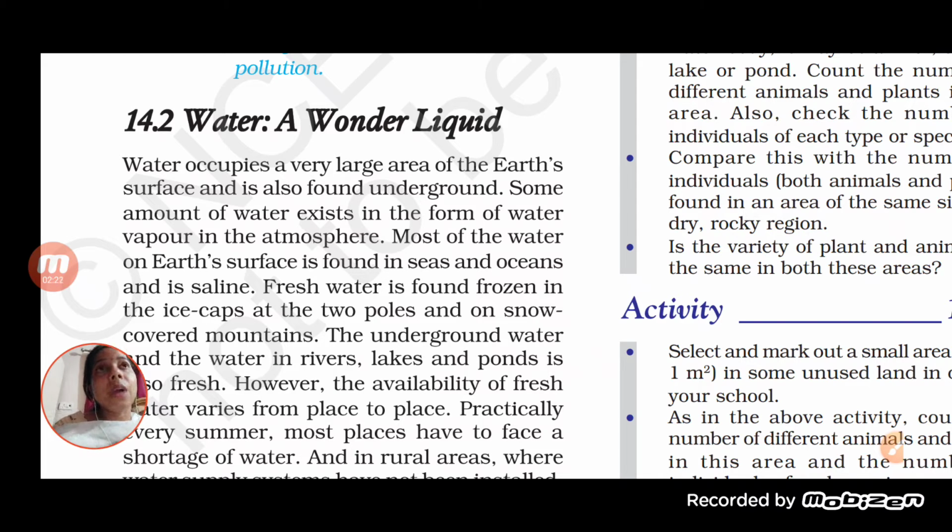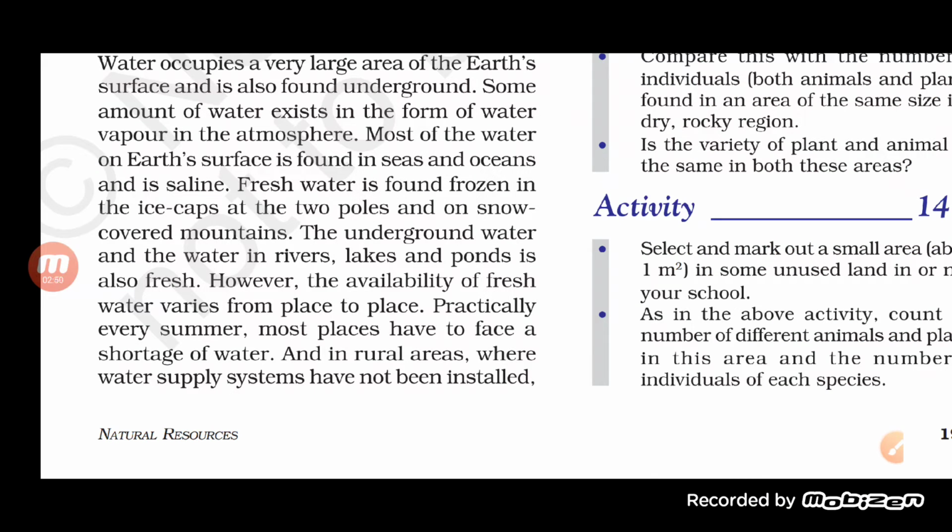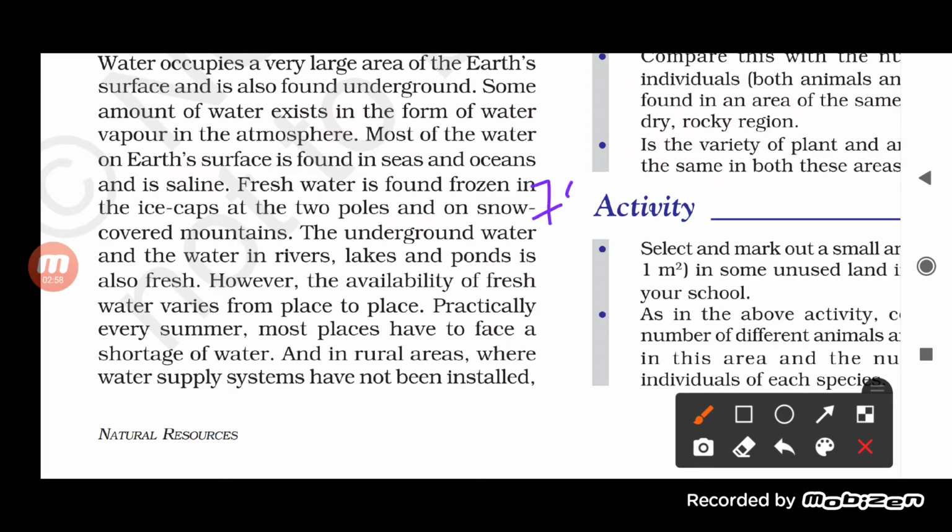Actually, 75% of our earth's surface is covered with water, and out of that most of the water is trapped in icebergs, or in glaciers, ice caps. So we cannot consume it. So see students, about 75% of our earth is covered with water, and out of that 99% of the water is in the seas and the oceans, and is saline. We can say it is salty water. So yes, we are not able to consume that.